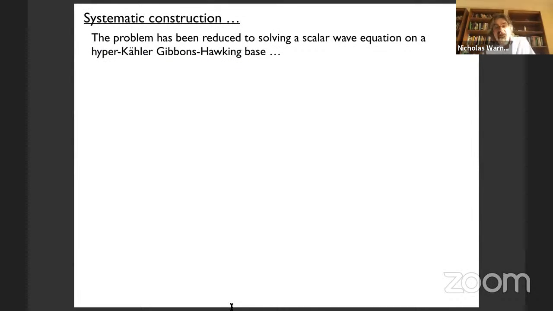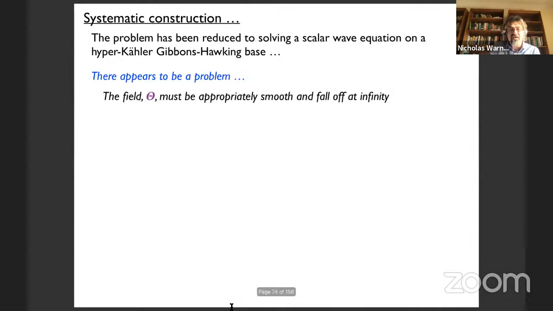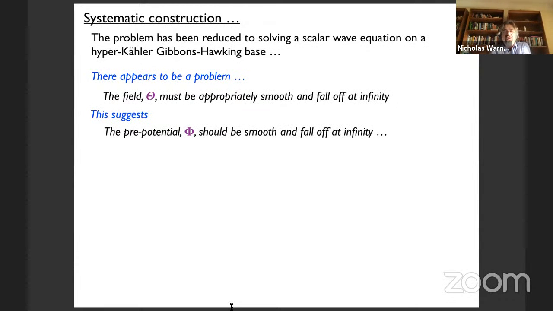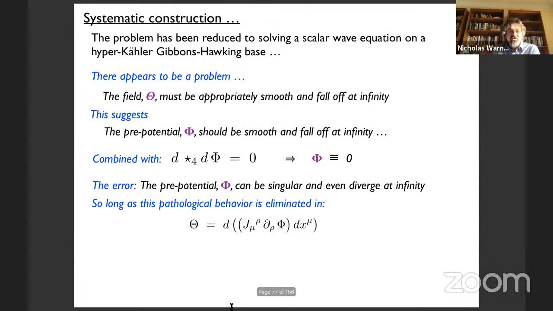Okay, but there seems to be a problem. You seem to have reduced it to solving the scalar wave equation on a hyperkähler Gibbons-Hawking base, but there appears to be a problem. The field theta must be appropriately smooth. You've got to have a smooth flux field, and it's got to fall off at infinity. Naively, that would suggest the prepotential should be the same: it should be smooth and fall off at infinity. If you combine this with the fact that it has to solve the scalar Laplacian, it tells you that if it's a smooth scalar solution of the Laplace equation that falls off at infinity, it's got to be identically zero. But that's not true.